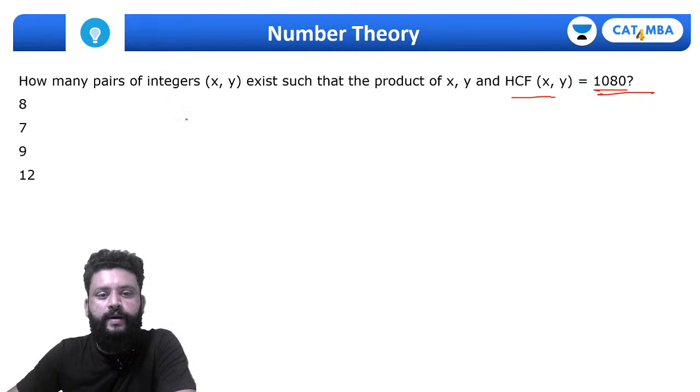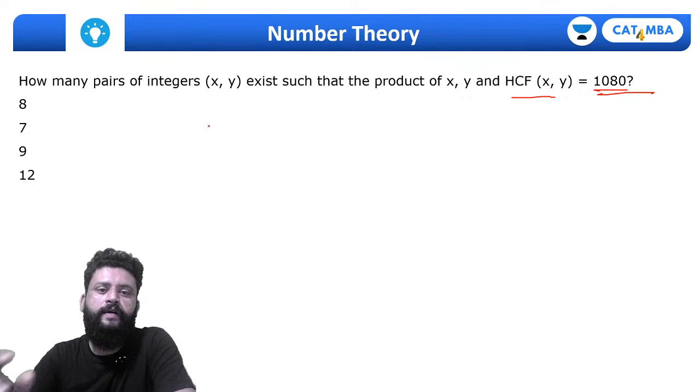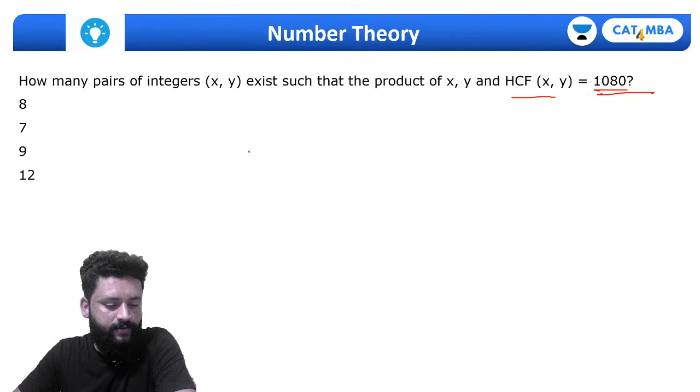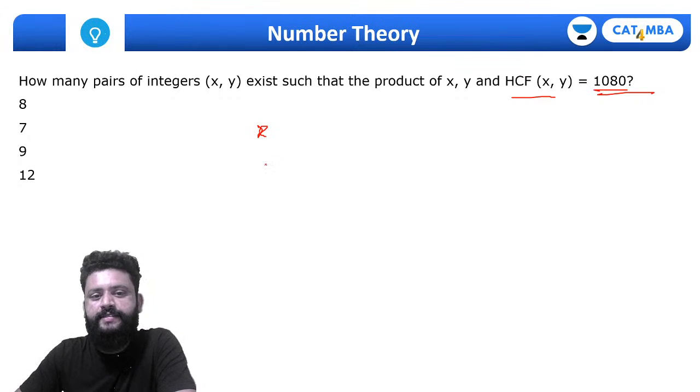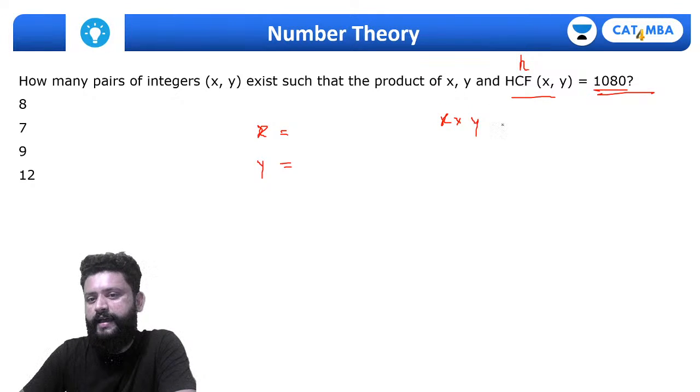You can assume the numbers in terms of their HCF. This is quite a structured way of doing it, but there will be a bit of trial and error. So try it properly. x and y, two numbers, and we don't know what their HCF is. You can take their HCF as 1. So the product of x and y and their HCF has to be 1080.